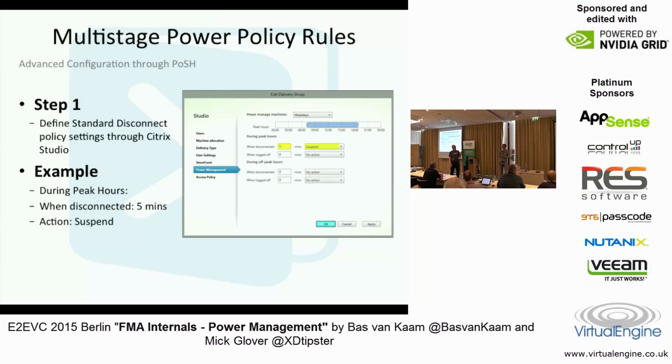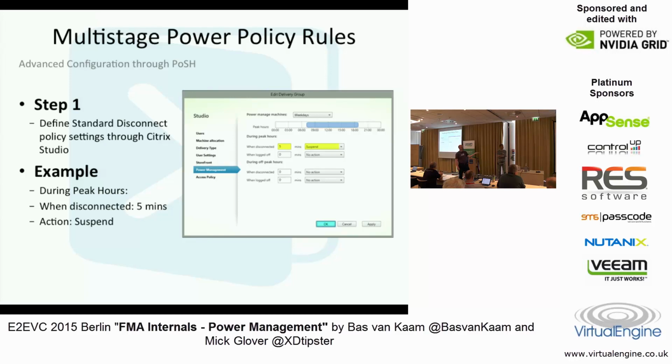So I've done this before at the last summit I was at as one of our exercises, and it's quite interesting just because it allows you to use PowerShell to do some advanced configuration. Of course, we can see here that if we want to configure a multi-stage power policy rule, the first thing to do is define a standard disconnect policy setting through Citrix Studio. So that's the first thing we need to do.